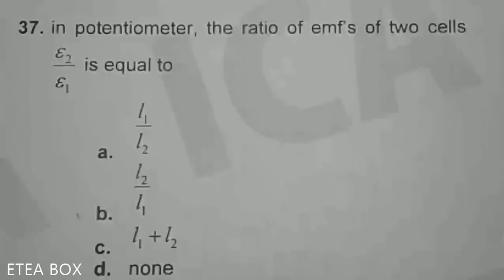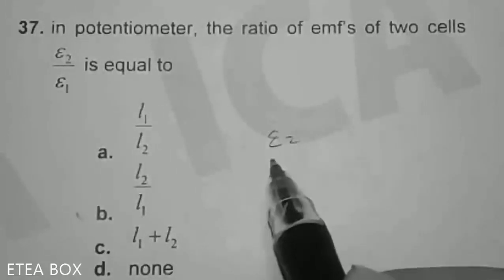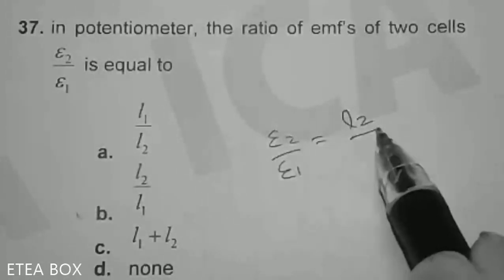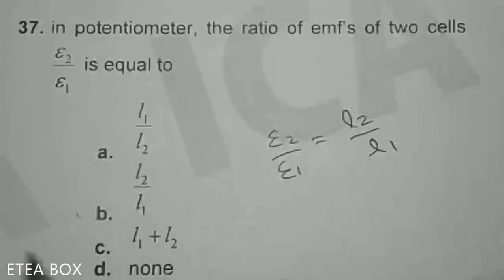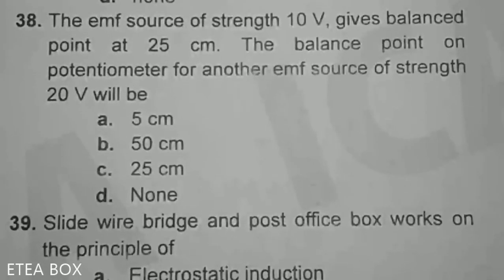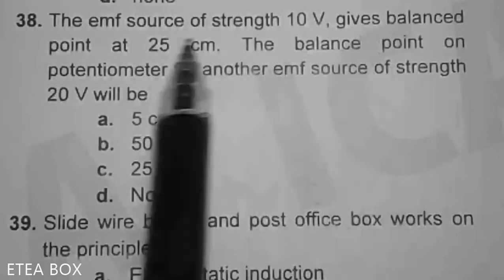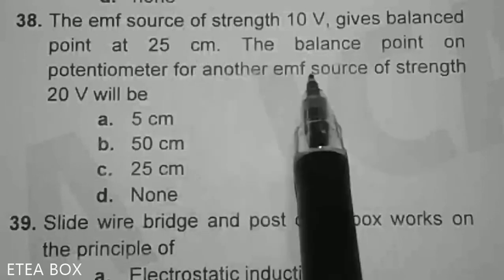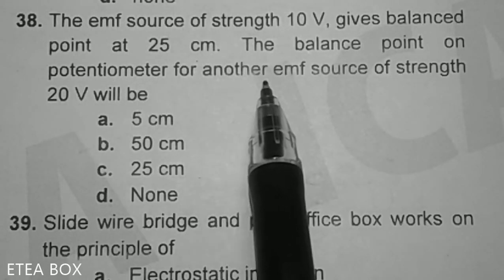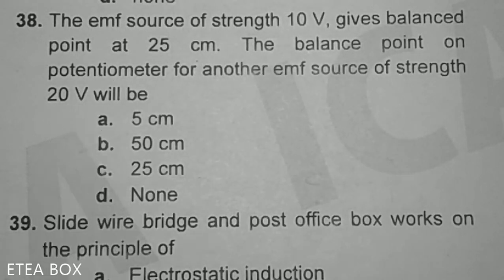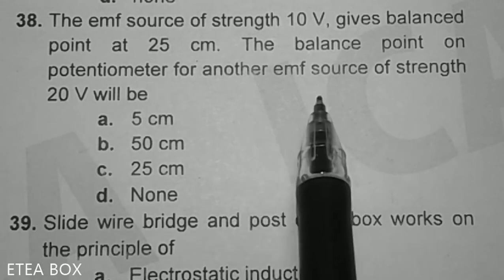In a potentiometer, the ratio of EMFs of two cells is equal to. Now look, it's a formula: E2 divided by E1 is equal to L2 divided by L1. Okay, potentiometer formula. So here option B is correct. 38. An EMF source of strength 10 volt gives a balance point at 25 centimeter. The balance point on the potentiometer for another EMF source of strength 20 volt. Now we have to find the balance point.